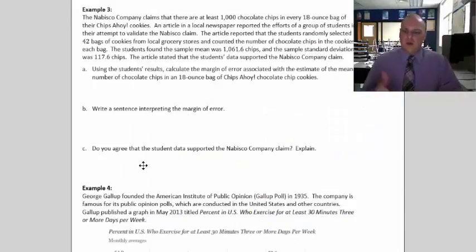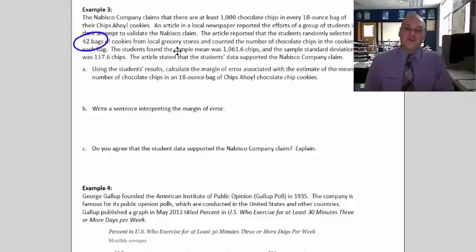We're going to talk about Nabisco Company, and we're going to save example 4 for class. The Nabisco Company claims that there are at least 1,000 chocolate chips in every 18-ounce bag of their cookies. That's what they're claiming. An article in a local newspaper reported the efforts of a group of students in their attempt to validate the Nabisco claim. The article reported that students randomly selected 42 bags of cookies. That's your sample size. From the grocery store, they counted the number of chocolate chips in the cookies.